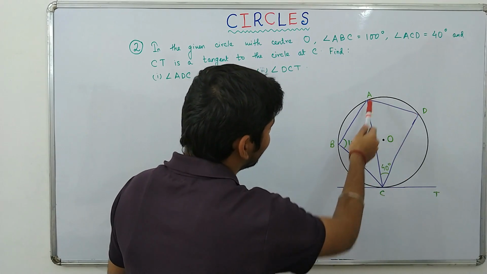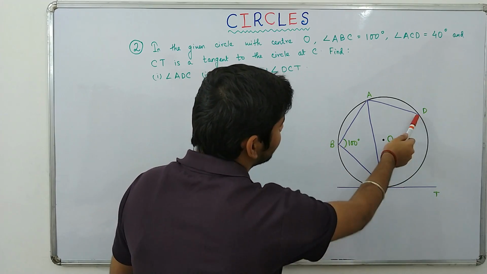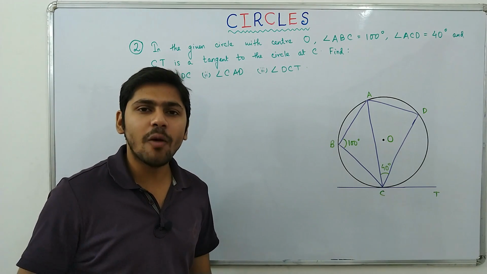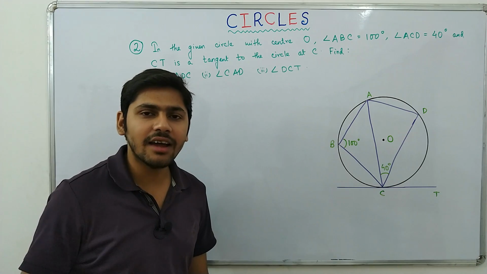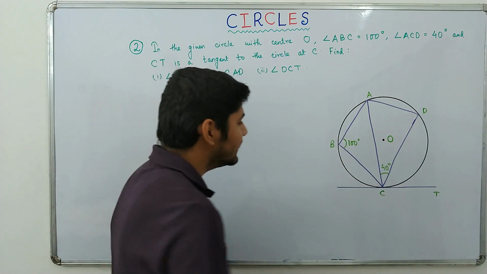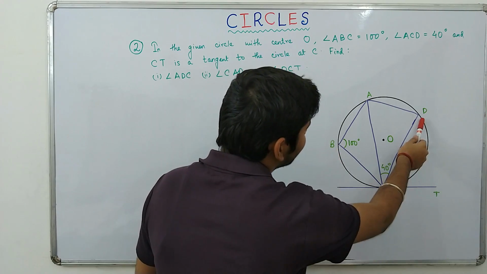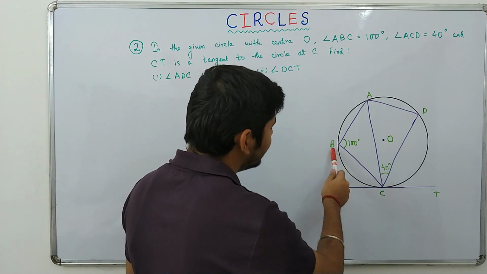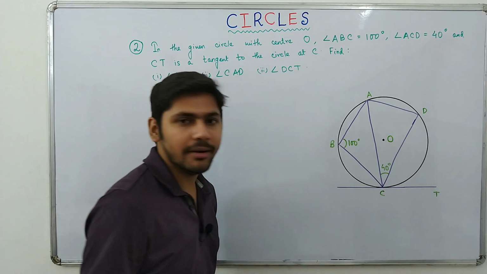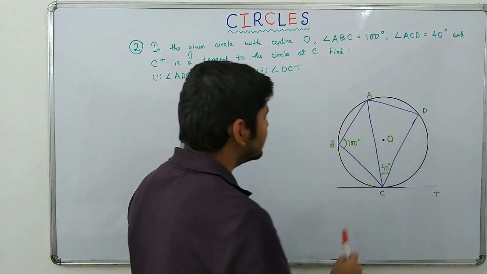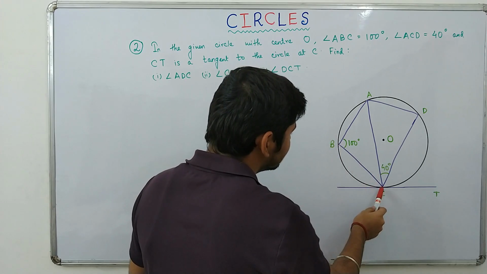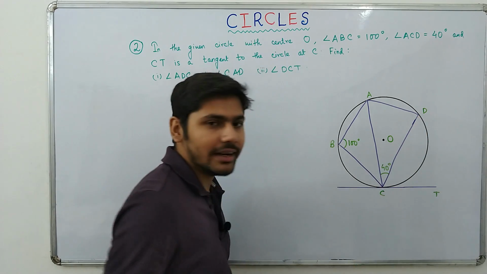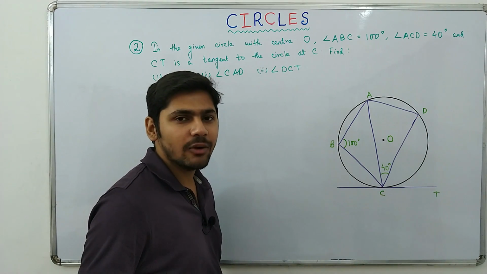Now we can see that ABCD is a cyclic quadrilateral. In the second part we studied the opposite angles of a cyclic quadrilateral are supplementary. We can see that angle B and angle D are opposite angles of a cyclic quadrilateral. That means angle B and angle D will be supplementary to each other, which basically means that angle ABC plus angle ADC will be 180 degree, and using that we can easily calculate angle ADC.